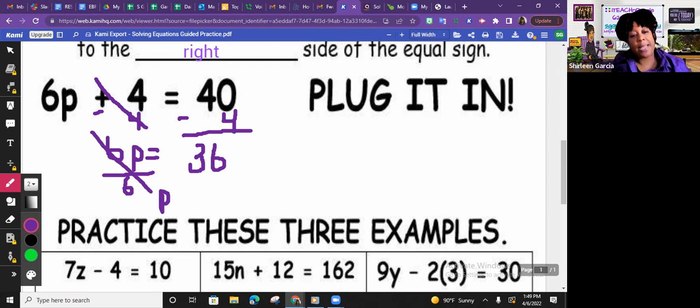So we divide it by 6 on this side. We're going to divide by 6 on this side. 36 divided by 6 is 6. So P represents 6 in this equation.